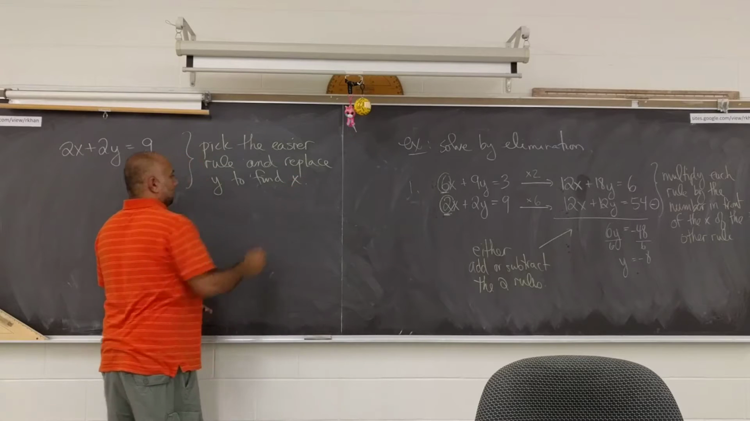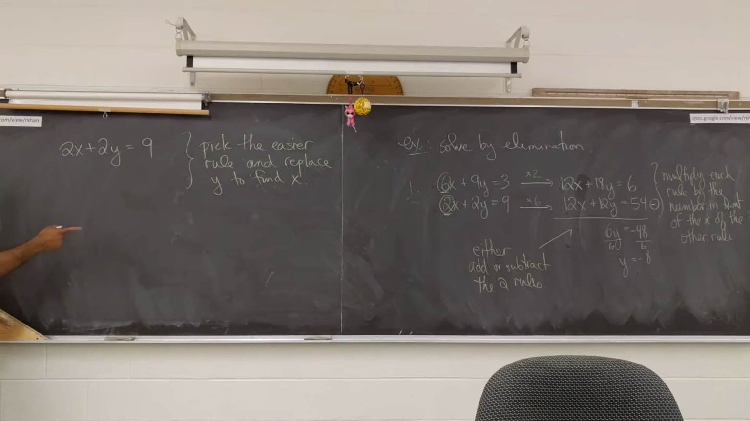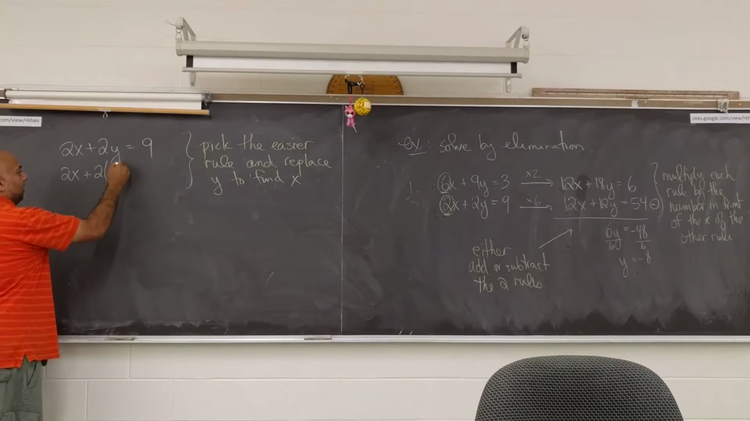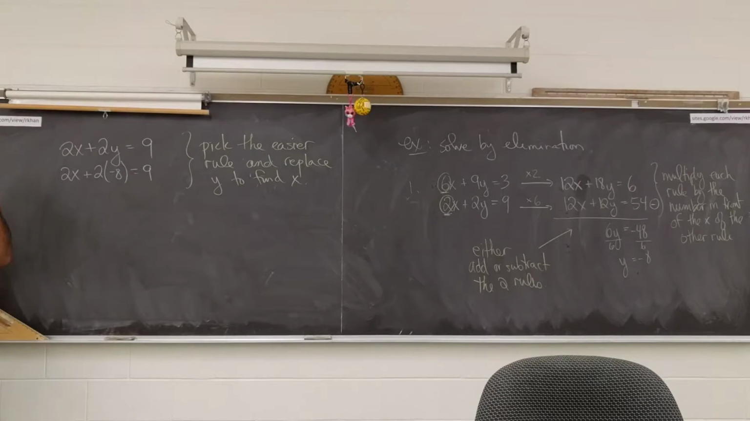Okay, so let's do that. My y that I just found was negative 8. So again, 2x plus 2 times negative 8 is equal to 9. And yes, this requires us to do a little bit of work. We've got to move things around. That's okay.